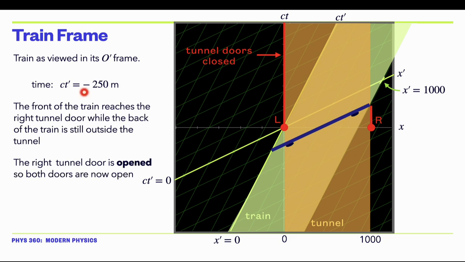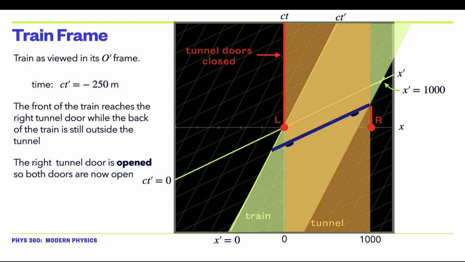At time CT of minus 250 meters, more and more of the train is inside. In fact, the right side of the train is very close to coming out the other side. So roughly, that's not exact, but roughly around minus 250, we have to open that right door so the train doesn't run into that right-hand door. So at this point now, we had the right door closed for a while, but now we're having to open it up before the left side of the train actually makes it into the tunnel.